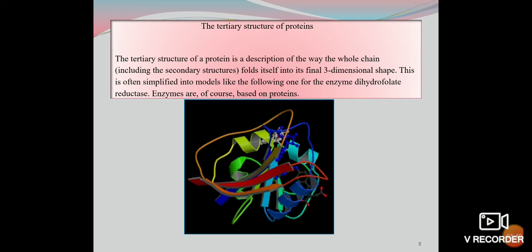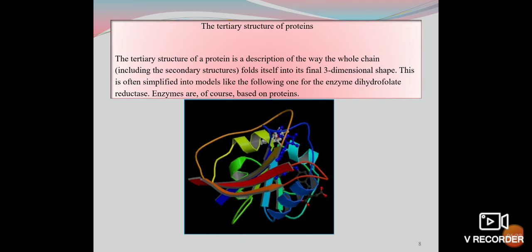The tertiary structure of proteins. The tertiary structure of a protein is a description of the way the whole chain, including the secondary structure, folds itself into its final three-dimensional shape. So this is often simplified into models like the following one, for the enzyme dihydrofolate reductase. Enzymes are of course based on proteins.